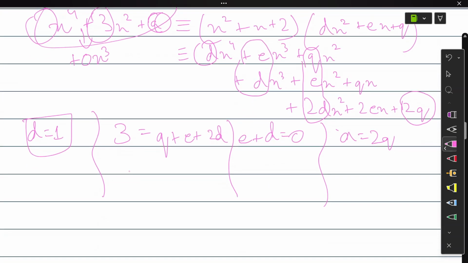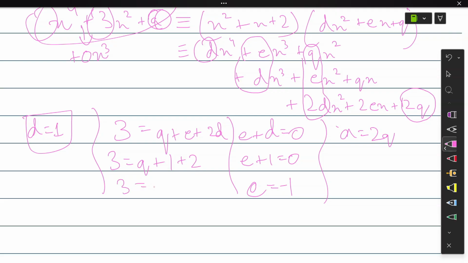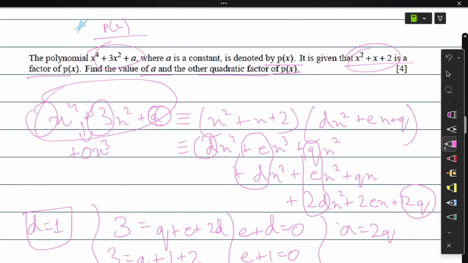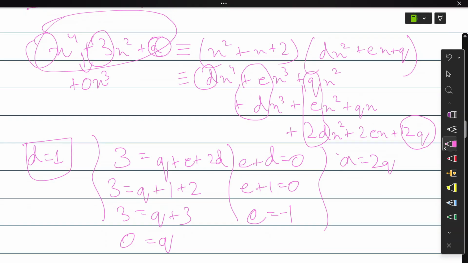Now we will use the 4 equations, do some substitution and get our answers. So e plus 1 equals 0, d is 1, e equals minus 1, 3 equals q plus 1 plus 2, 3 equals q plus 3, q equals 0. Wait, what? That shouldn't happen. Really? Well, it is a possibility. Are you sure? Okay, see, I need to stop. I said we're going to be more mindful, and I literally did the exact opposite of that.